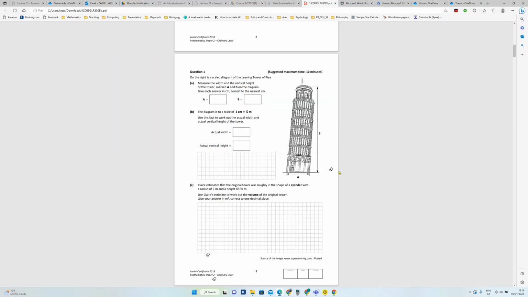Right, so this is paper 2, 2018, question 1. On the right is a scaled diagram of the Leaning Tower of Pisa. Measure the width and the vertical height of the tower marked A and B. So you need to have your ruler for this.